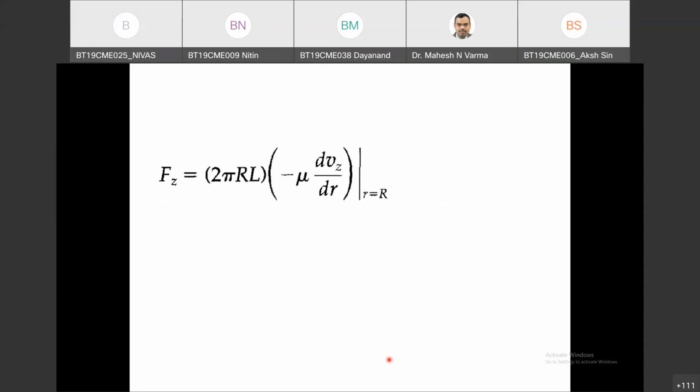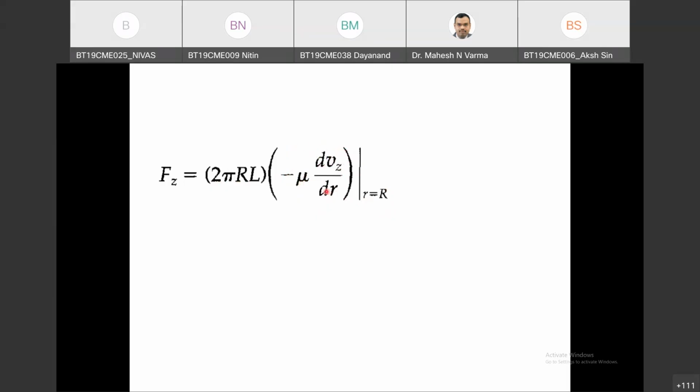That is the drag force exerted by flowing fluid on a wall. This is the total drag force exerted by flowing fluid on a wall: 2πRL times minus μ dVz/dr, estimated at R. This is nothing but τ_rz estimated at r equals capital R.